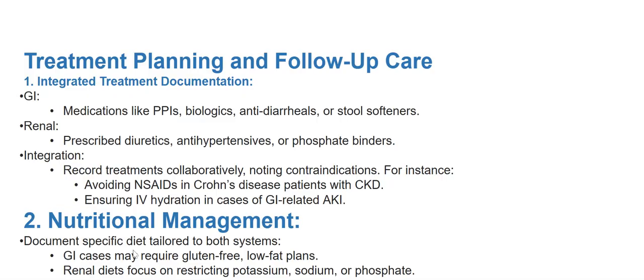Nutritional management: document specific diet tailored to both systems. GI cases may require gluten-free, low-fat plans. Renal diets focus on restricting potassium, sodium, or phosphate. Combined tactics: a patient with inflammatory bowel disease and chronic kidney disease (CKD) might necessitate a low-fiber, low-potassium diet tailored to their current symptoms and labs.